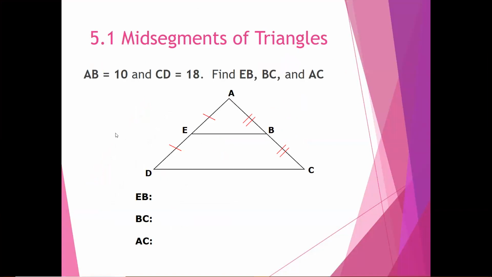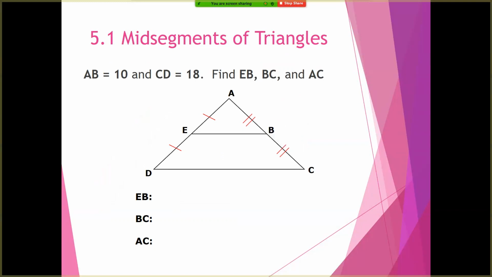The next one, if AB equals 10, I'm going to go ahead and label AB 10. CD is 18. And then we're asked to find EB, BC, and AC. EB is definitely 9, so that is the mid-segment to CD. That's 18, so half of 18 is 9.